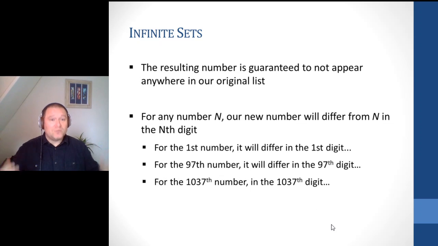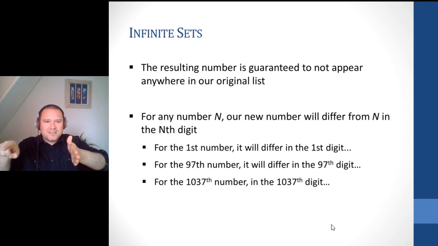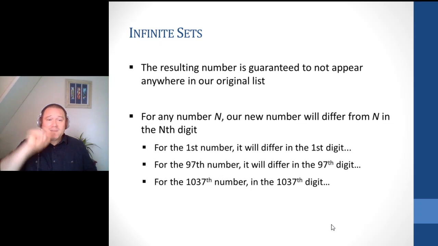Because remember the function we generated to get that diagonal, we picked the diagonal and we added 1 to each digit along the way. So whatever number you pick, whatever point in the list you pick, go across to the digit. Cool. The number we have is guaranteed to differ in that one digit by 1. So no matter what number you pick, we're always going to have generated something that wasn't on the list. And that's really, really, really cool.